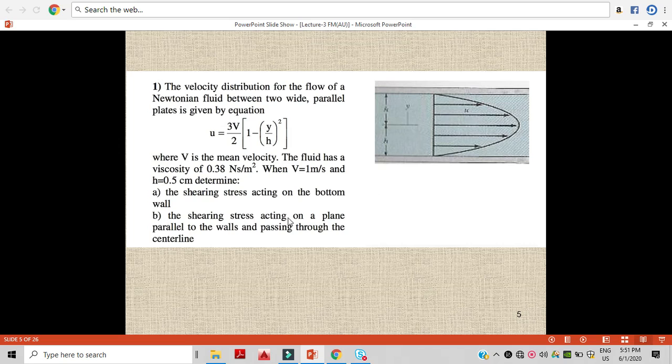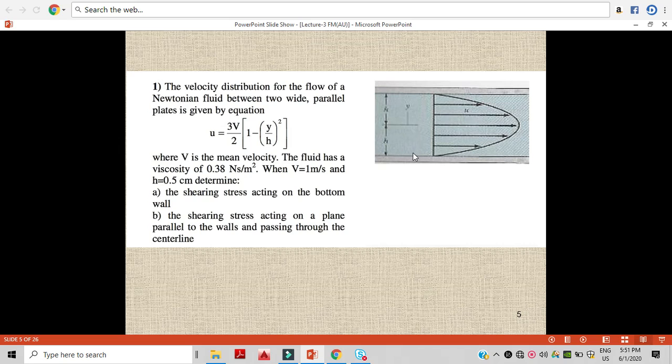The shearing stress acting on a plane parallel to the walls and passing through the center line. And we have to find out the shear stress also at the center. So here, as you can see, this is the center line and this is our maximum velocity, that is 1 meter per second. We know the velocity at this point is 0.